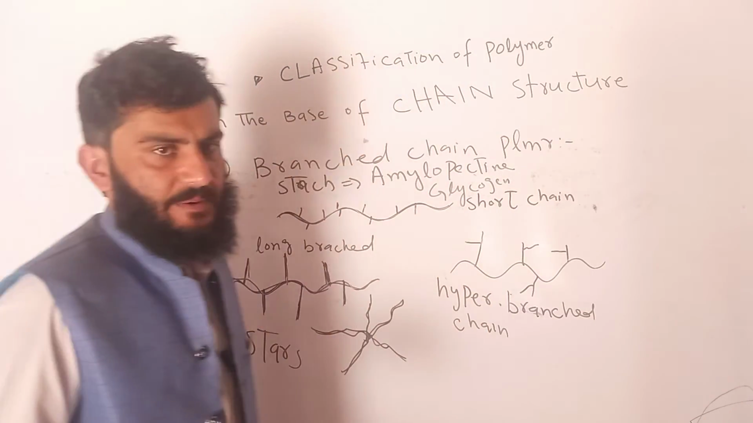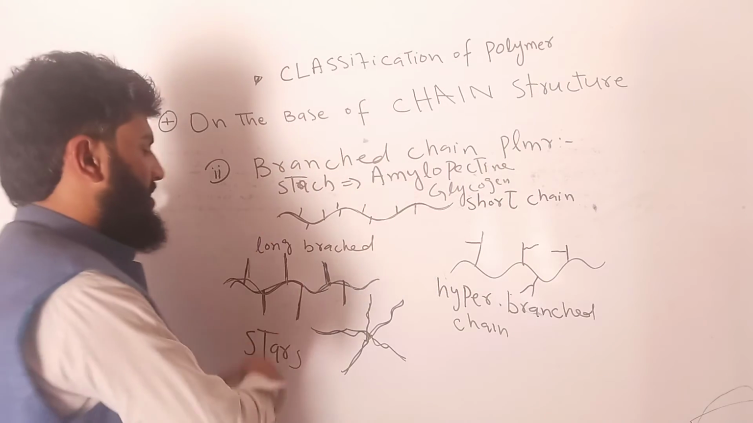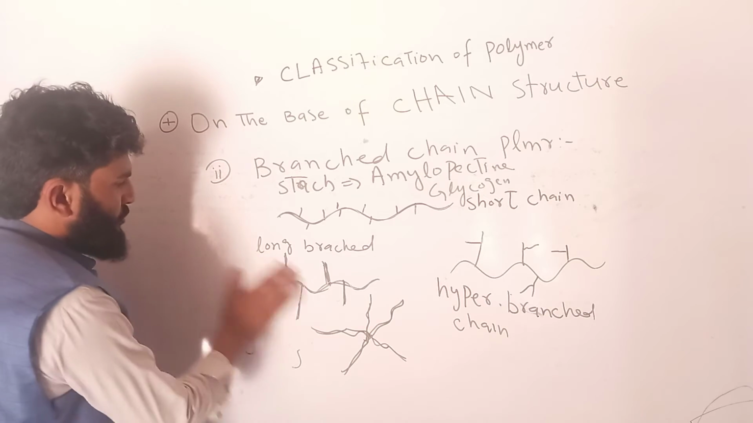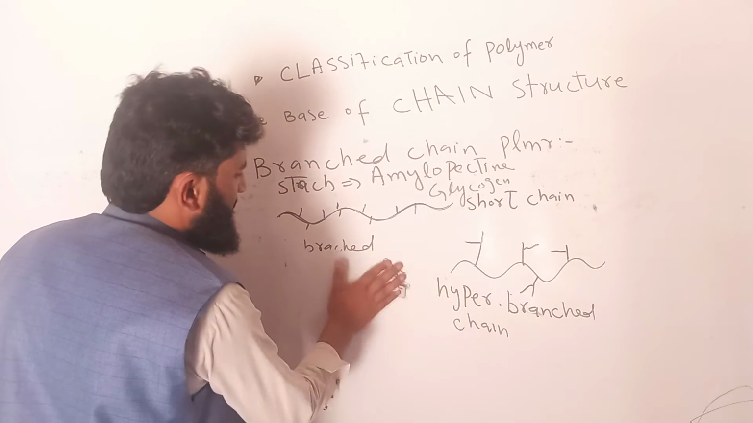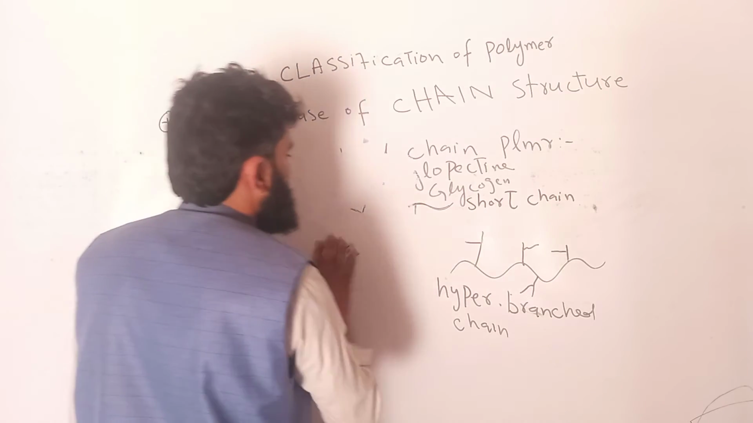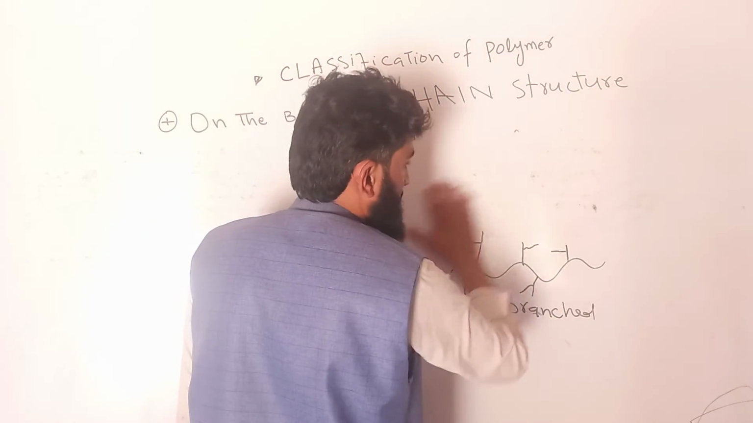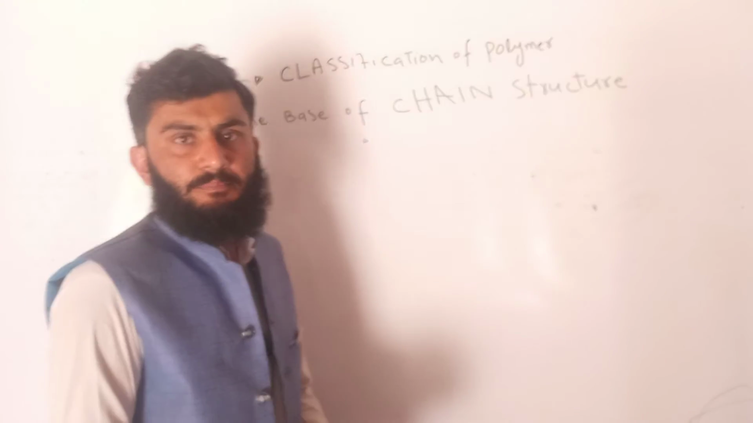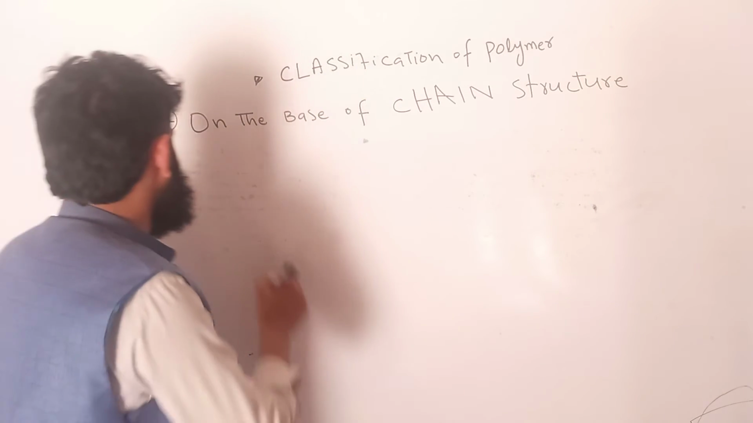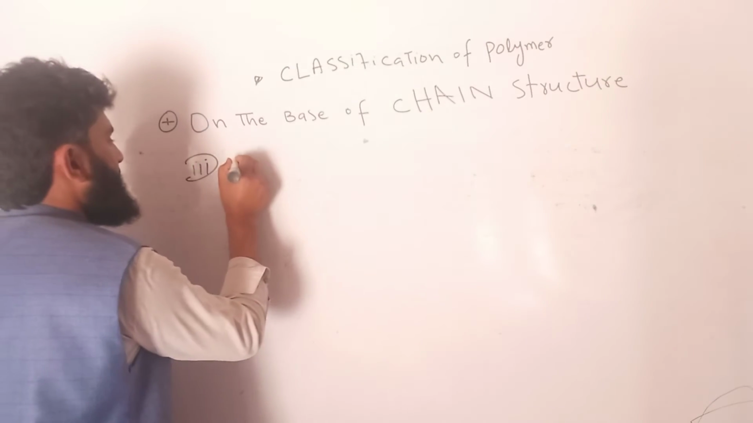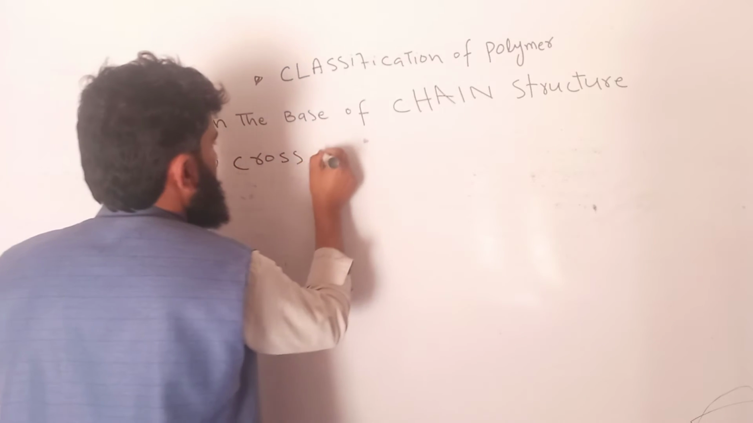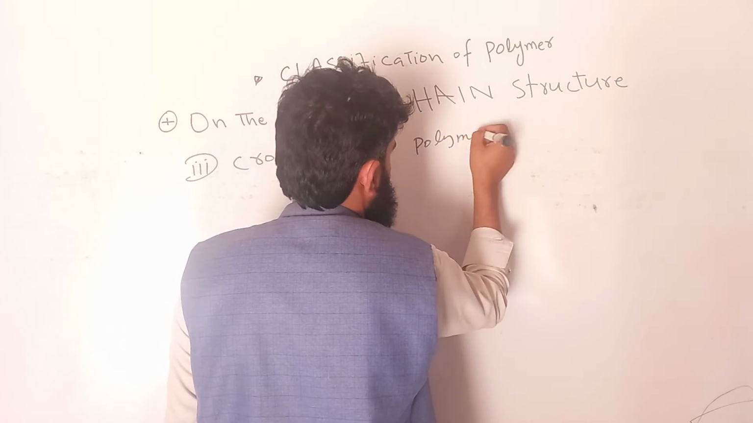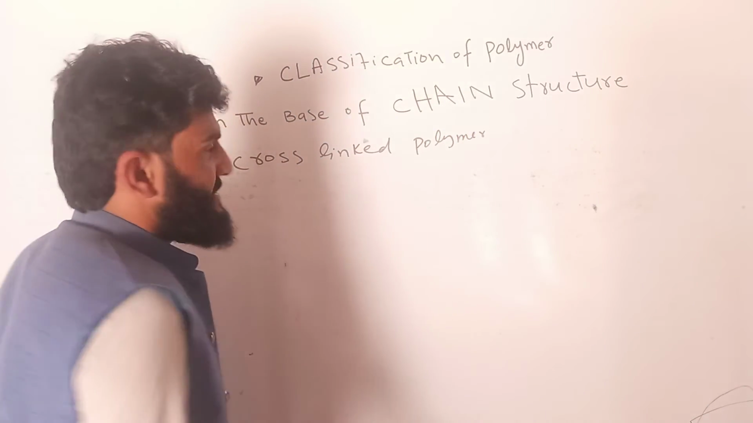So these branches can be short chain, long chain, hyperbranched and also in a star form. Clear? So the next is the cross linked form. Cross linked polymer, or network polymer. Clear? The third one is cross linked polymer. So here the word indicates cross link.